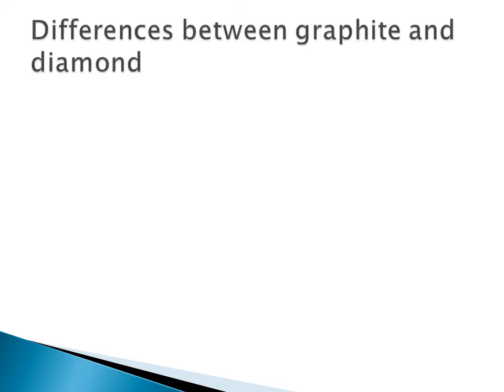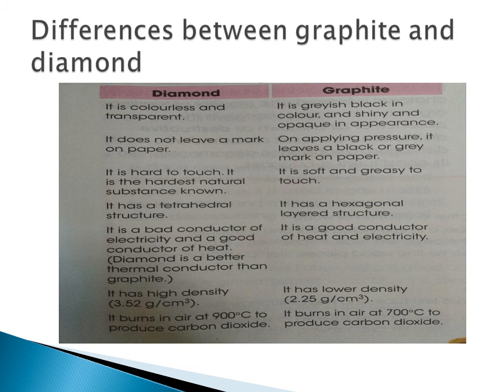So we know that diamond and graphite are the crystalline forms of carbon. Even though they contain carbon atoms, they are allotropes. Chemically, they show the same chemical properties, but physically they are different. Let us study the differences between graphite and diamond. Let us go through the table.